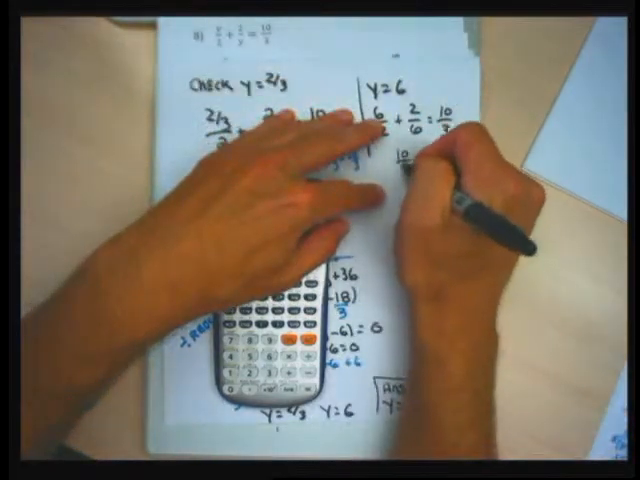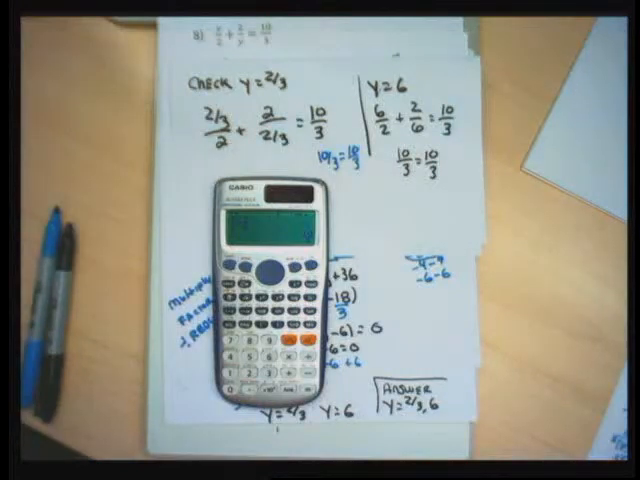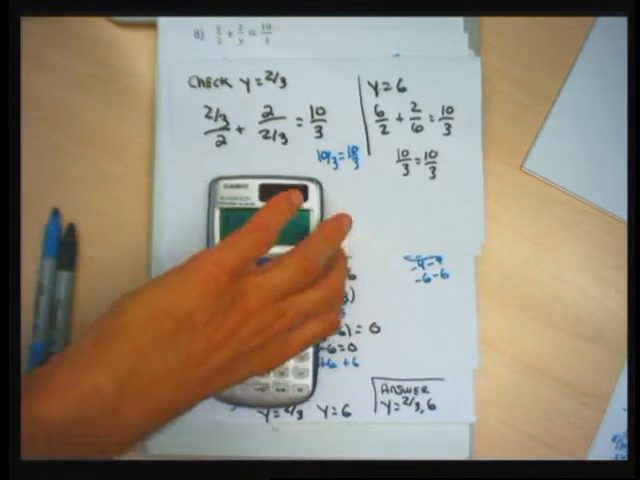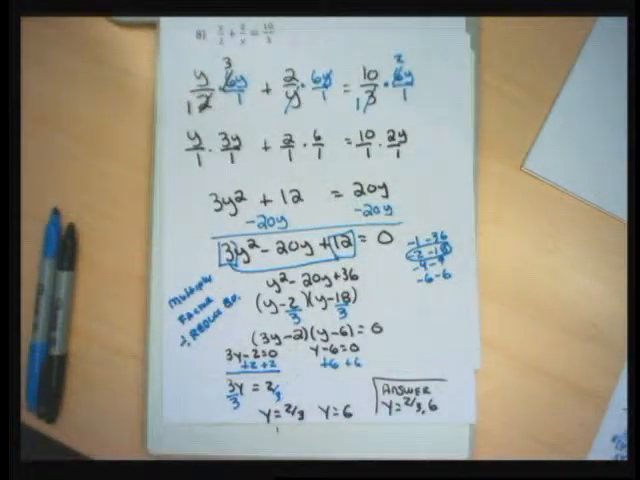So both the answers that I thought were correct were in fact correct, because when I plugged them into the original problem, I came out with a true statement. And that makes it so my answer is correct. So saying the answers are y equal to 2/3 and y equal to 6 is the perfect thing to say for that problem.